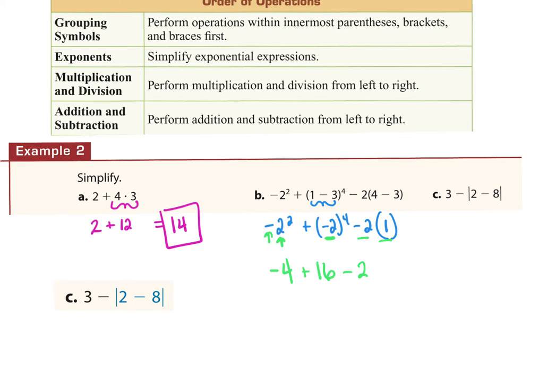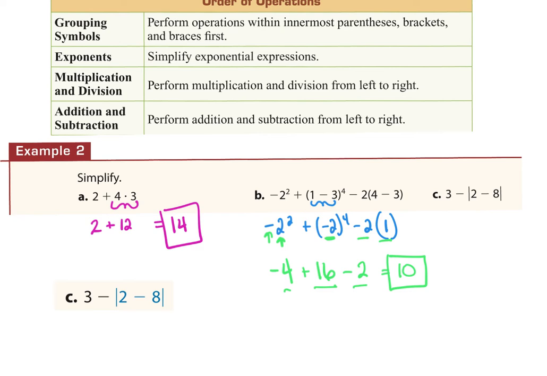Now, I don't have any grouping, exponents, or multiplication, division. I'm just going to add, subtract from left to right. Okay? And so I'm going to say negative 4 plus 16 minus 2. That's going to give me a 10, positive 10. Negative 4 and 16 is negative 12. Or positive 12 minus 2 is 10. All right? Questions on that one? Most adults would miss this, honestly. They mess up order of operations, the most common mistake ever.